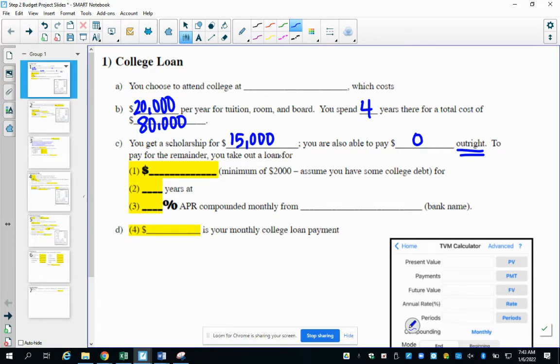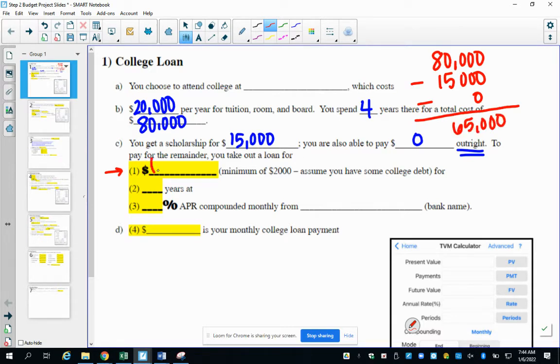To pay the remainder, you take out a loan for how much money? So this number 1 right here, you're going to take the total cost of your 4 years, okay, and subtract off these two numbers. Okay, so subtract off the scholarships you have and subtract off the money that you have saved, and that will give you how much your loan is going to need to be. Okay, so then that number goes in blank number 1.